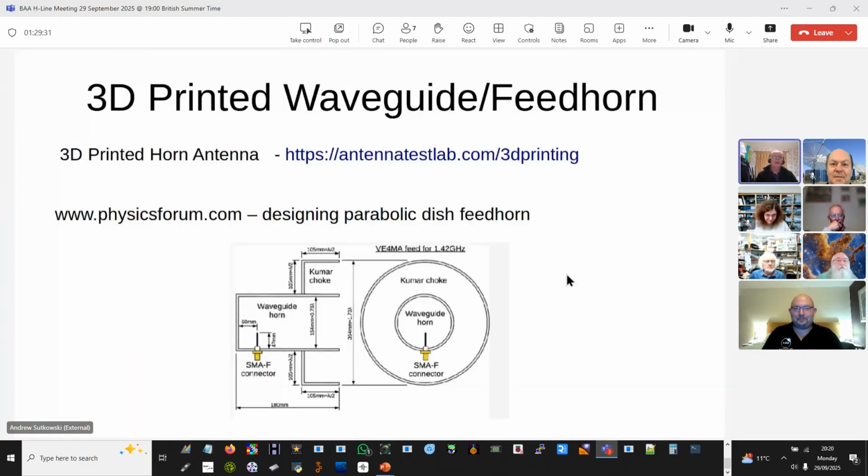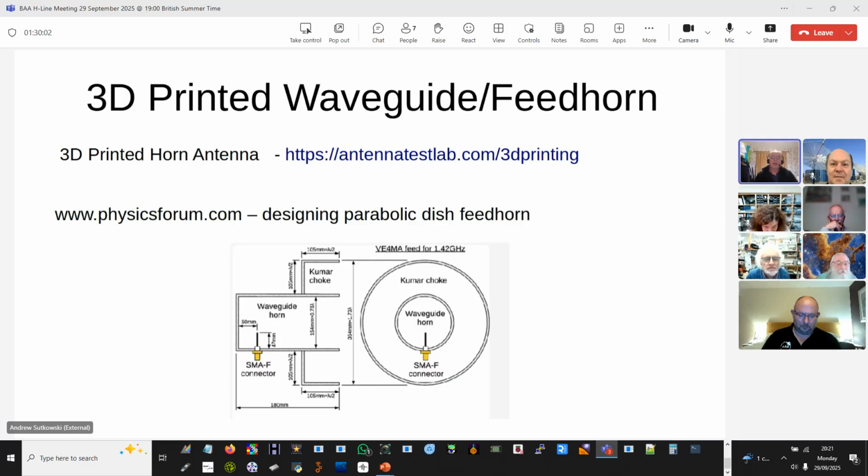Okay, so I have a 3D printer, so I thought, what about trying to print a waveguide or feed horn? I did some searching online, and somebody's done it and gives you advice. And on the physics forum, this is the hydrogen line antenna that I decided to use, the VE4MA feed for 1.42 gigahertz. Those are the dimensions that I'm using.